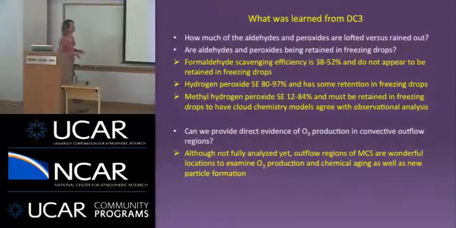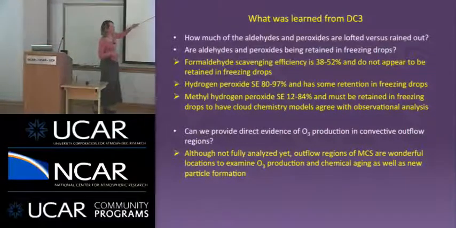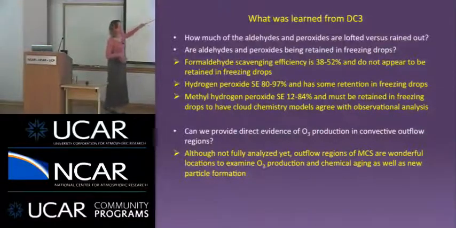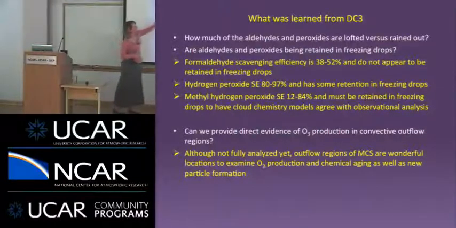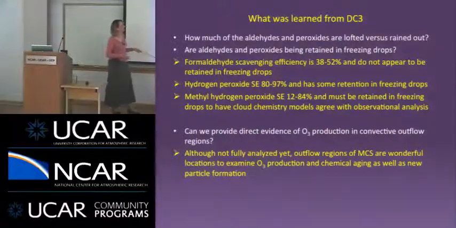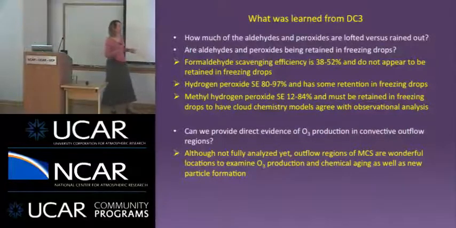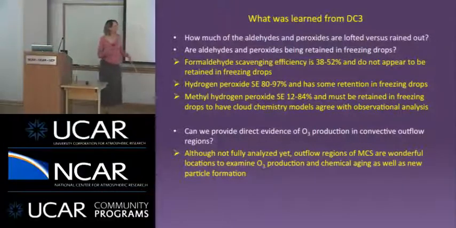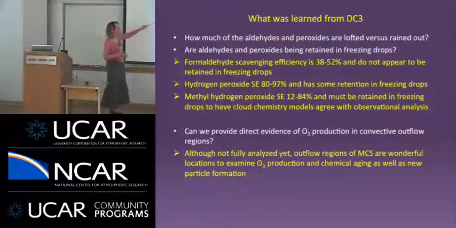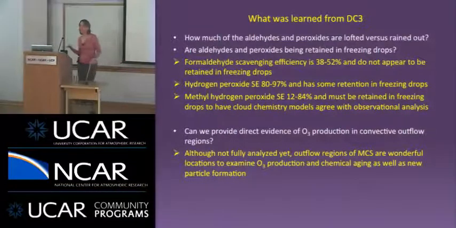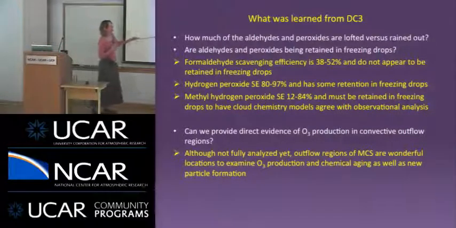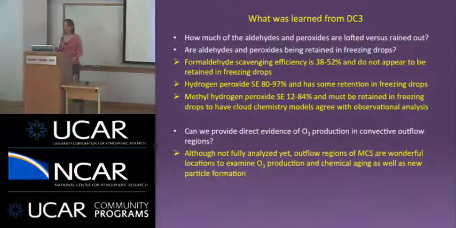The convective transport of soluble trace gases has been examined, and we see this highly soluble hydrogen peroxide being scavenged, formaldehyde having about half of it being scavenged, and methyl hydrogen peroxide showing this interesting wide range of scavenging efficiencies. The second question was whether these are being retained in the freezing drops, and we seemed to get different answers: it didn't appear that the retention was necessary for formaldehyde, and maybe not for hydrogen peroxide either, but it looked like it might be important for methyl hydrogen peroxide. And then lastly, we have this one case where we think we have some really nice evidence of ozone production in the convective outflow region.